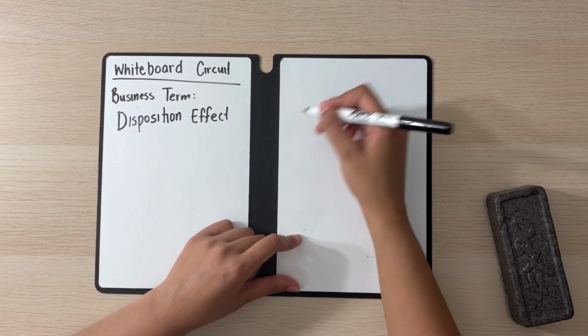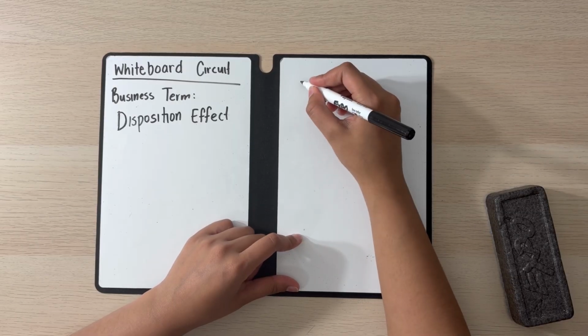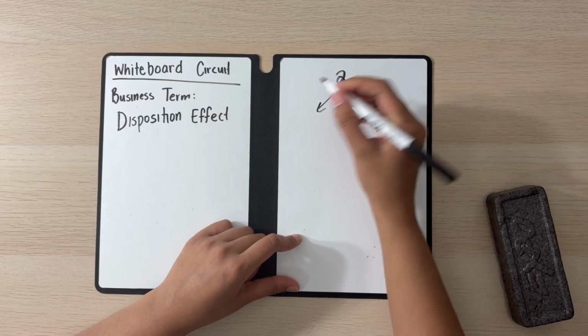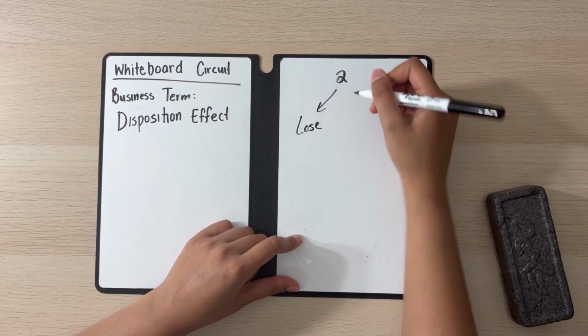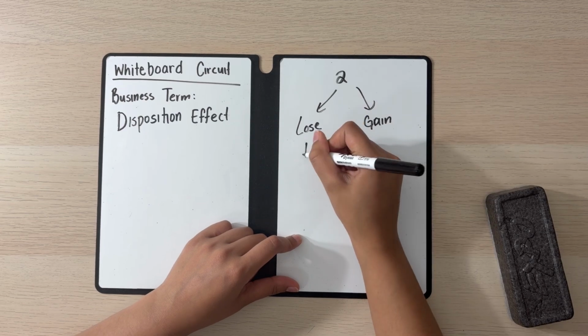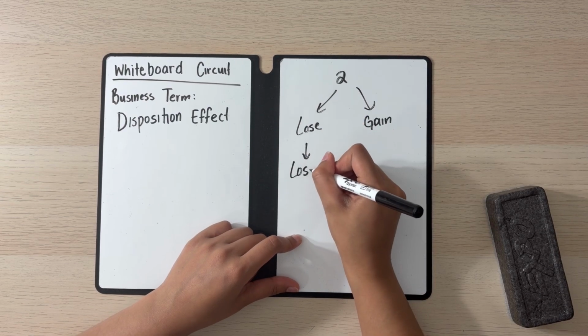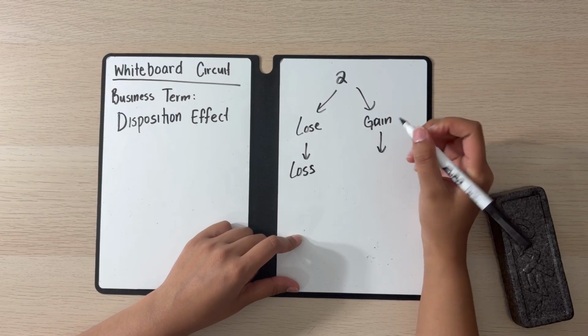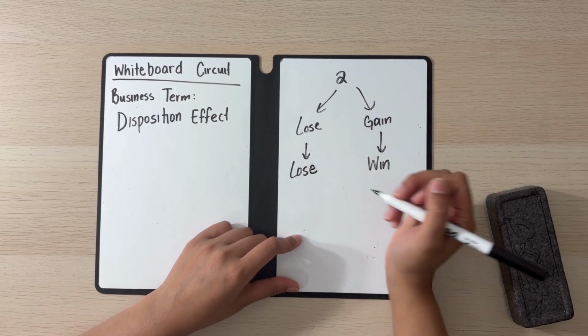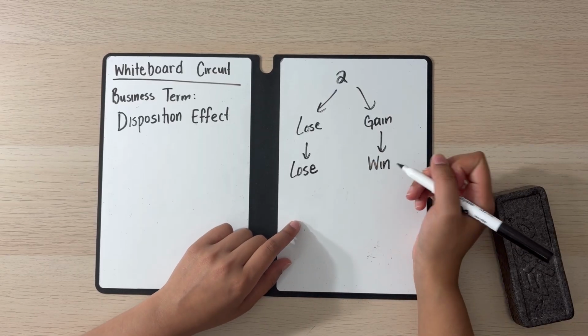So let's say we're investing, right? And there's two ways investments can go. We can either lose money or we can gain money. So I'm going to call it lose and let's say win. So you can either lose or win.